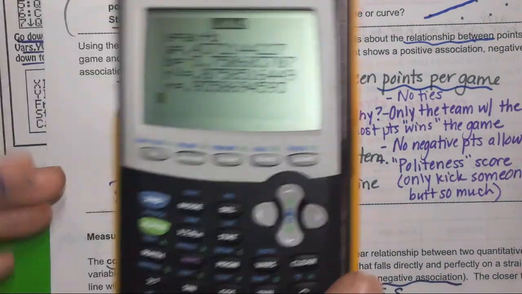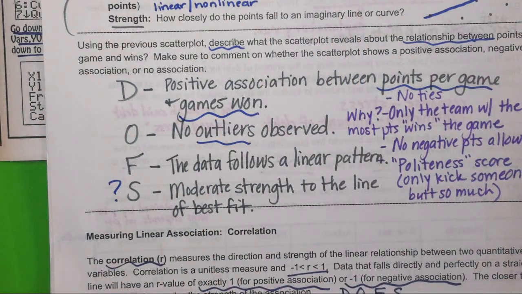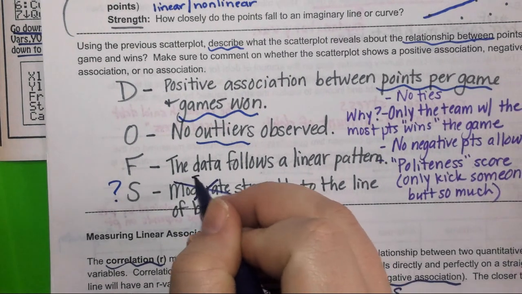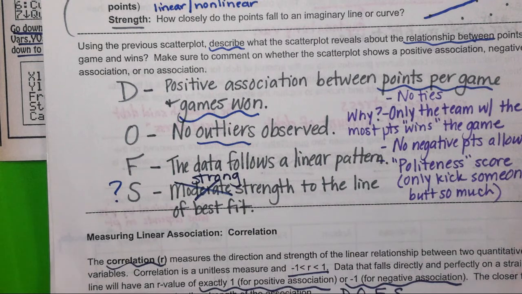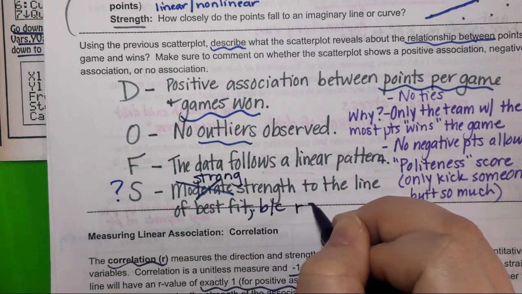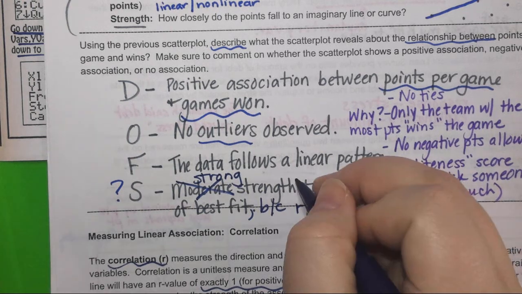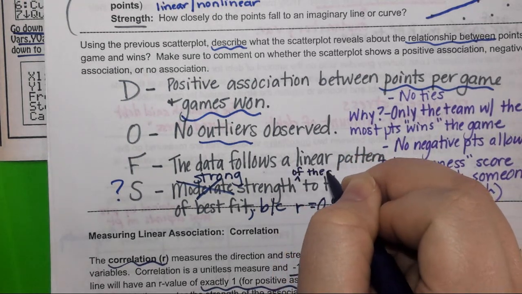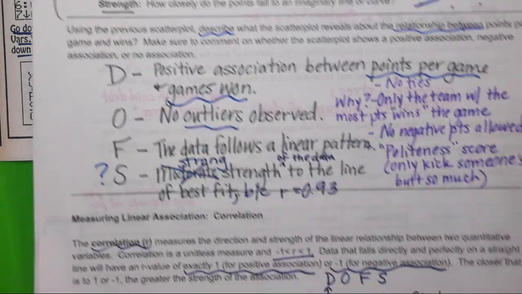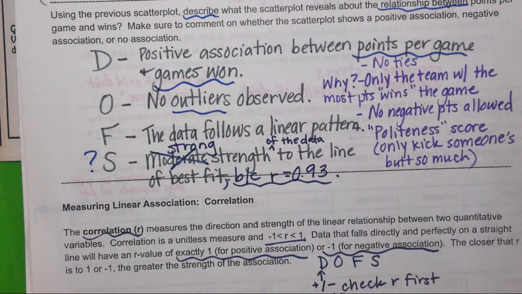Now that we actually have this table, is there anything we should change in our original response? Yes. What? Moderate and strong. We need to change moderate to strong. Why? Because it is above 0.8. I'm going to say strong strength of the data to the line of best fit, and then I probably want to throw in why I know it's strong, because of that R value.